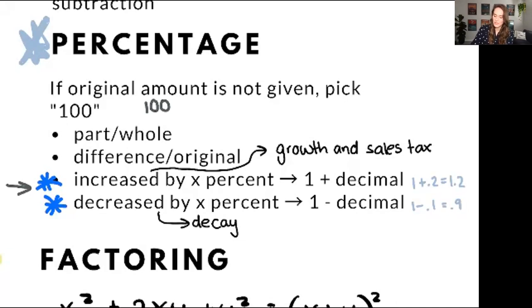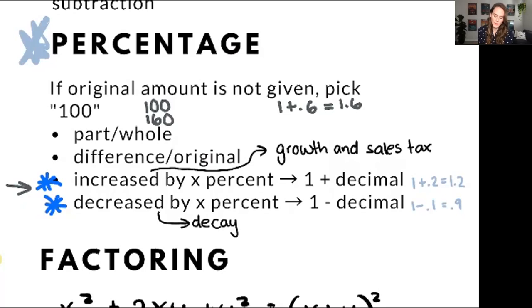It increased by X percent, so it's going to be 1 plus 0.6, which is equal to 1.6. So I'm going to take 100 times 1.6 and say that my new amount is 160. And that's how I would solve a question when they don't give the original amount. If they do give you the original amount, you don't have to use this, and you would get the question wrong if you did use this.